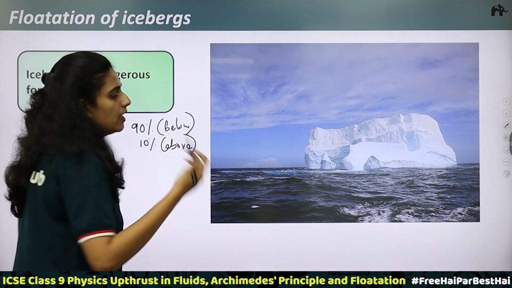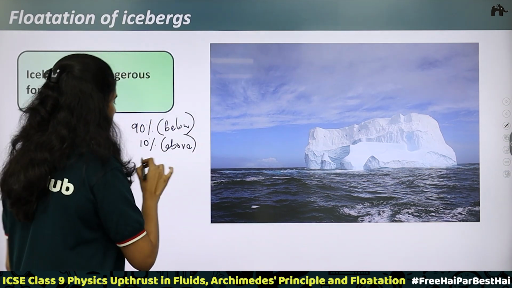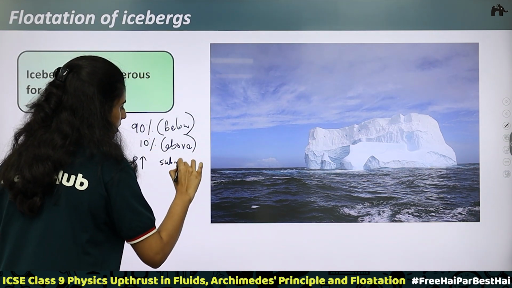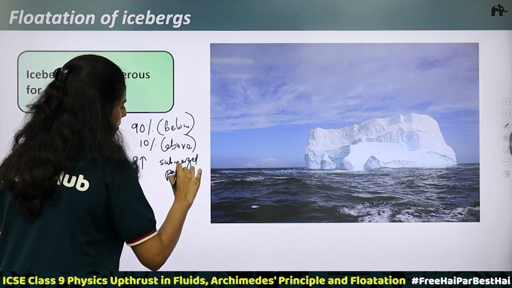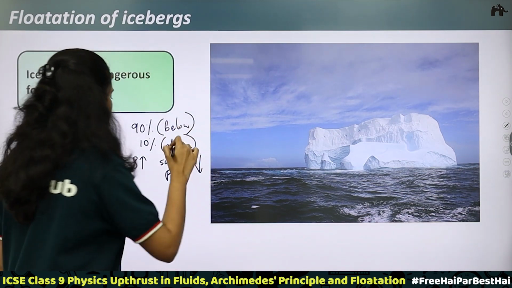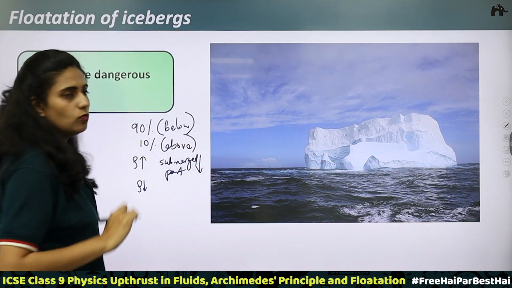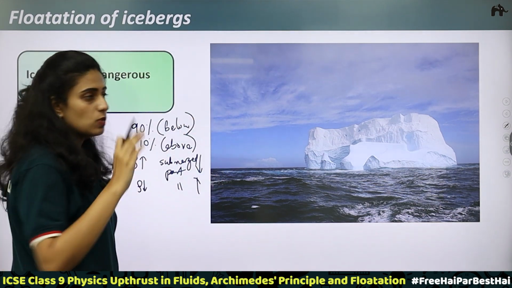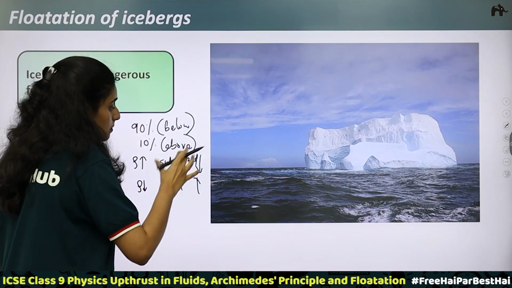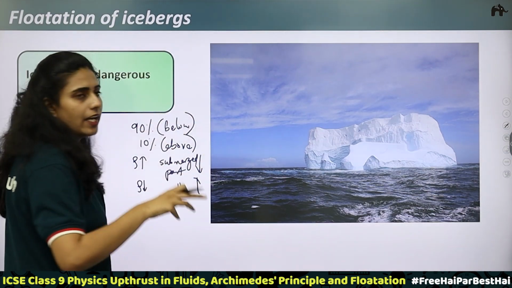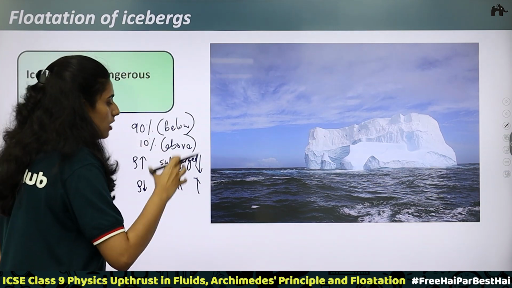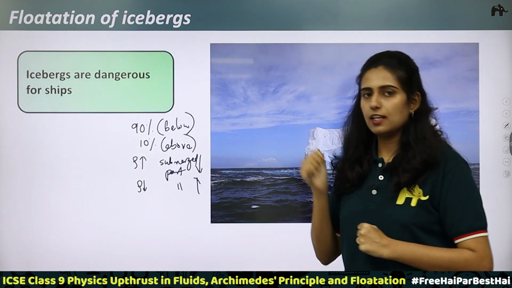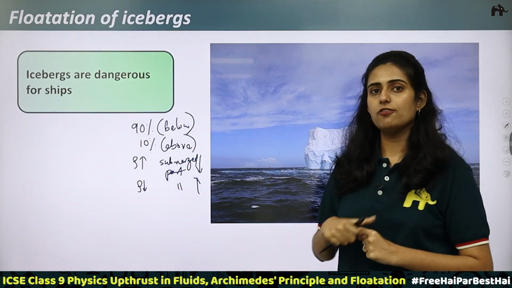Okay. So, depending on the density of seawater, what happens when the density of water increases? What happens to the submerged portion? Submerged part will be decreasing. Okay. Now, if the density of the seawater is decreasing, what happens? Then the submerged part will be increasing. Okay. So, for a ship, it is very dangerous because the ship cannot predict how much of it is inside water and outside water. Okay. So, it can collide with the iceberg and cause huge damage. Clear? So, this is a danger of iceberg to a ship.